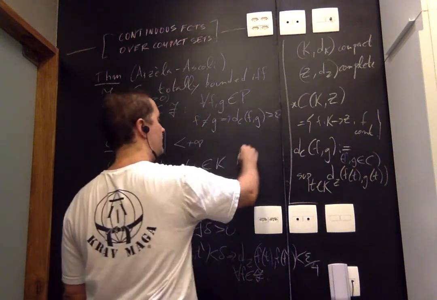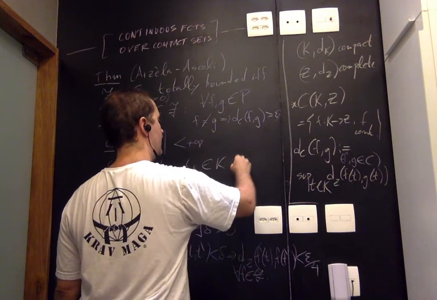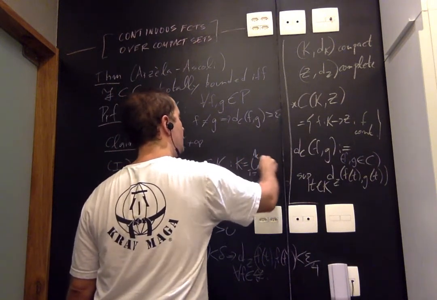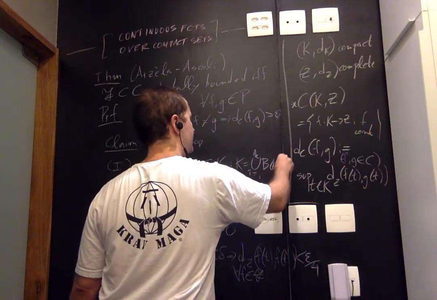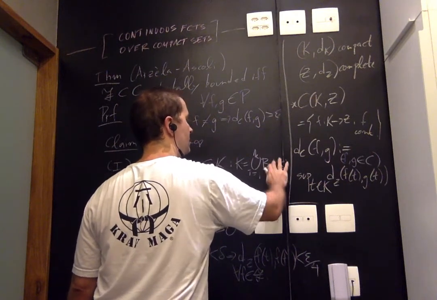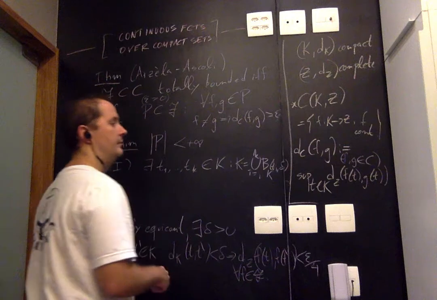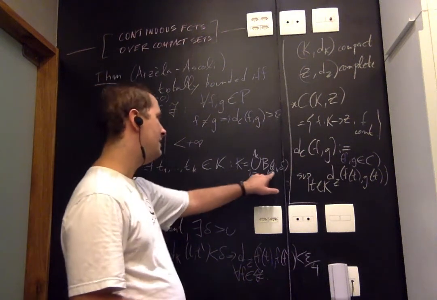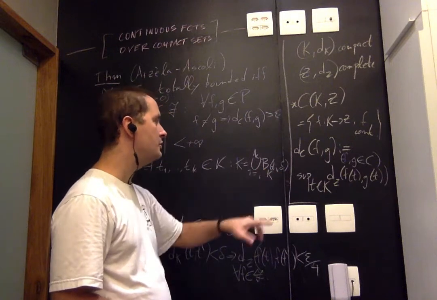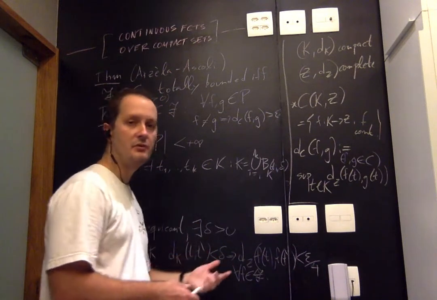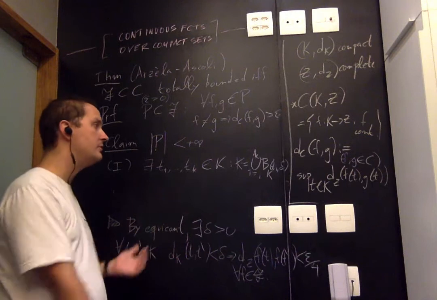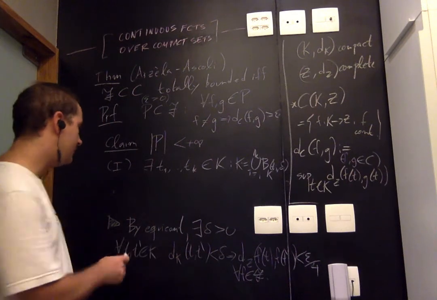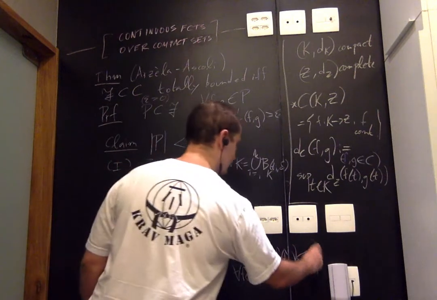That K is a union of a finite number of open balls or closed balls, it doesn't really matter, around some points t sub i. So okay, if I want, since my definition of totally bounded has closed balls here, I can take closed balls of radius delta over 2, but then the open balls of radius delta cover everything. Right, so by continuity there exists this delta.